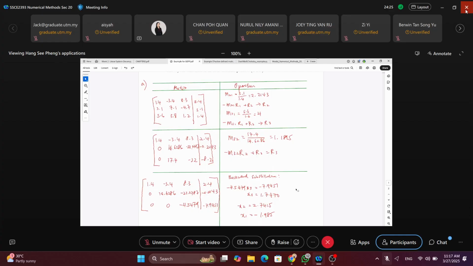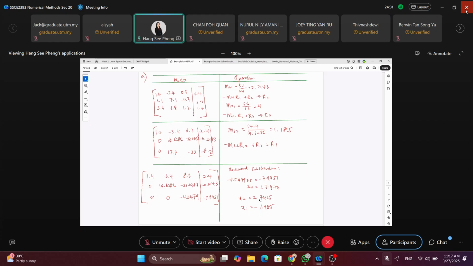Yes, how do we obtain x2 and x1? You want me to show you the detailed steps? Okay, now I'll show you the detailed steps. For the second equation, we convert into equation 2. So if you write these equations: 14.6286 x2 minus 23.0787 x3 equals minus 0.2143. For it, now substitute this x3 into here.